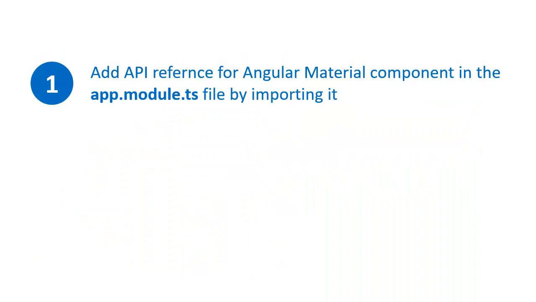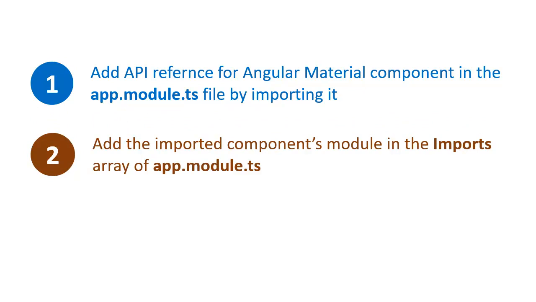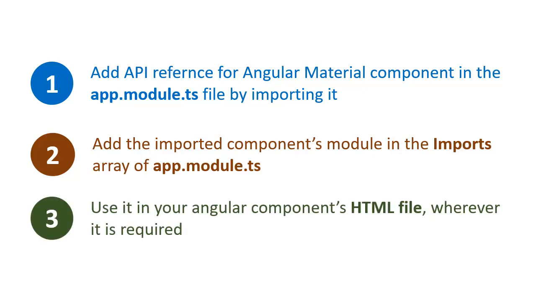Step 1 is you need to add API reference for Angular material component in the app.module.ts file by importing it. And the second step is you need to add imported components module in the imports array of app.module.ts file. And the third step is you need to use it in your Angular components HTML file wherever it is required.